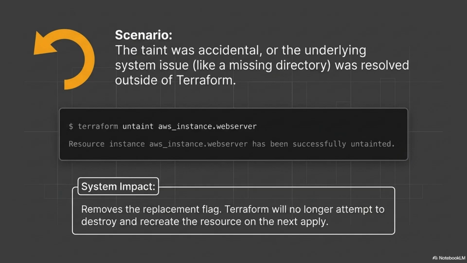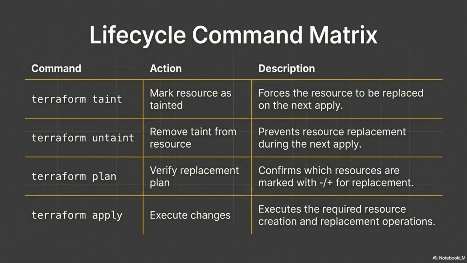This is the escape hatch. Taint gives you control to force recreation. Untaint gives you control to stop it. Together, they put you in complete command of the resource lifecycle, instead of just reacting to whatever Terraform decides to do automatically. Lifecycle command matrix.